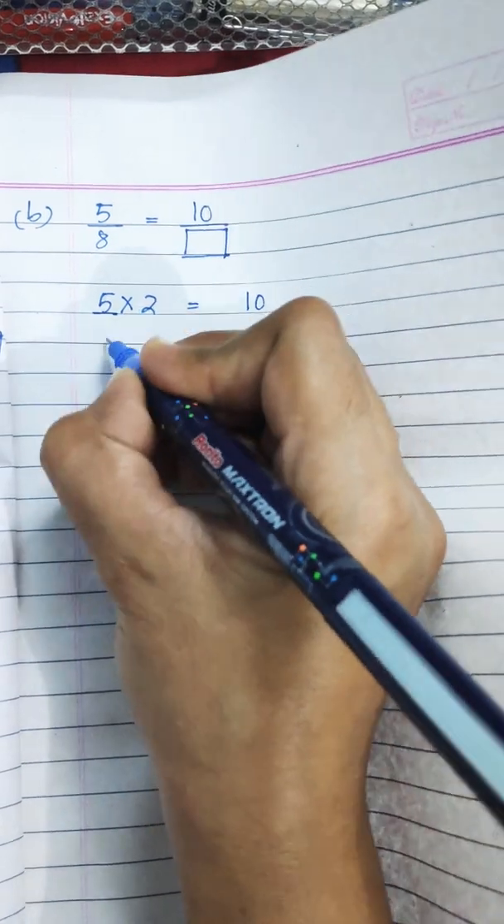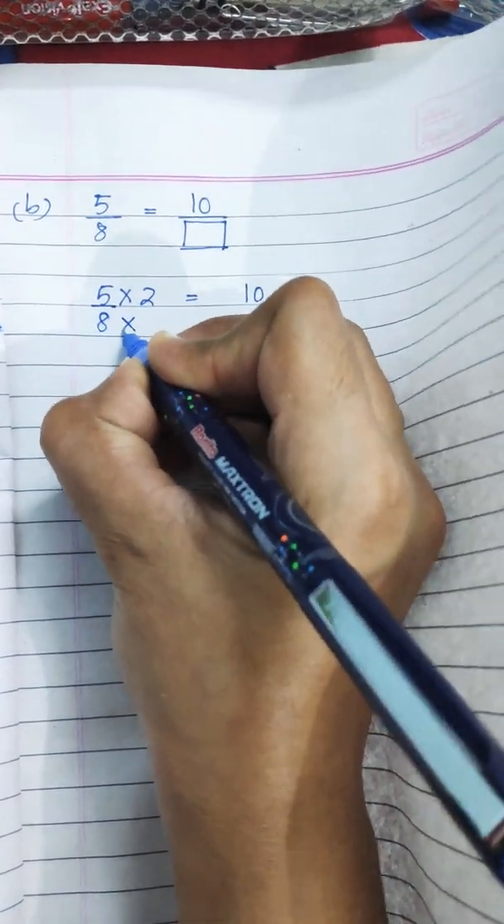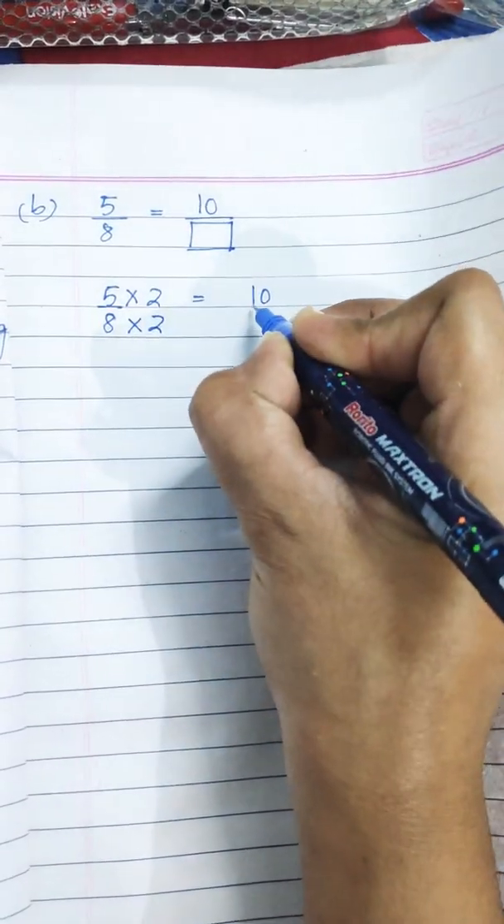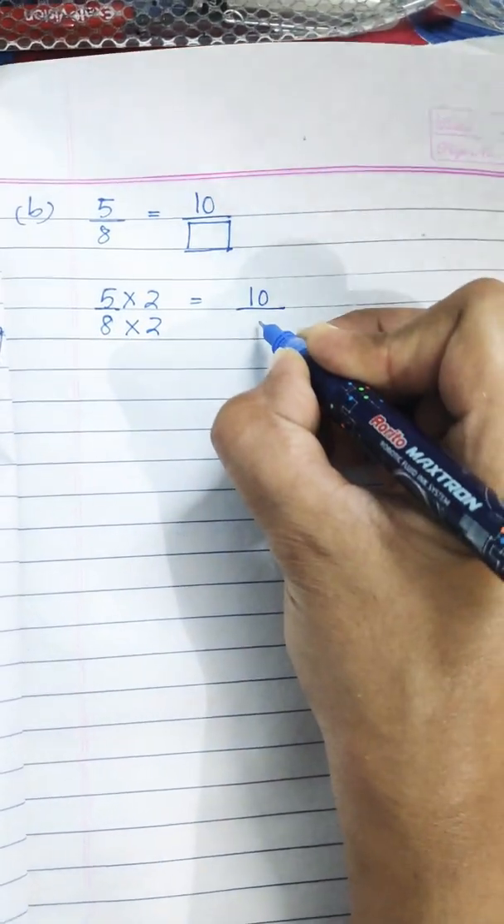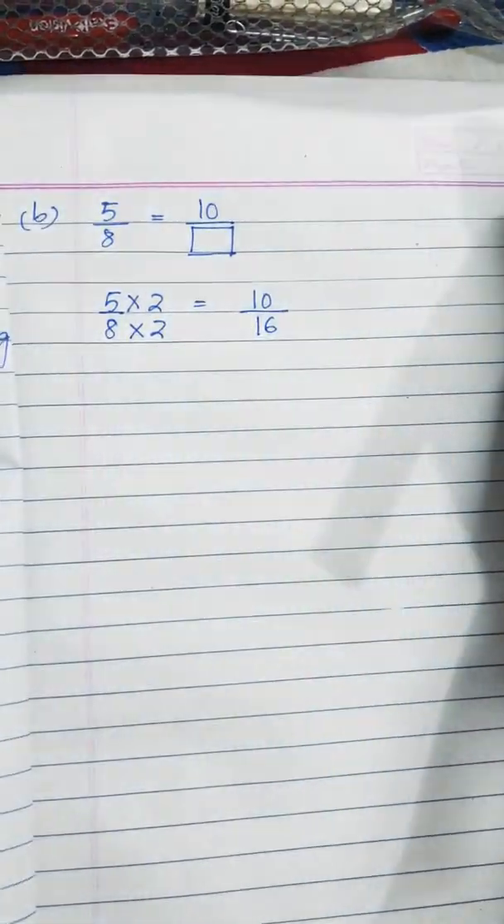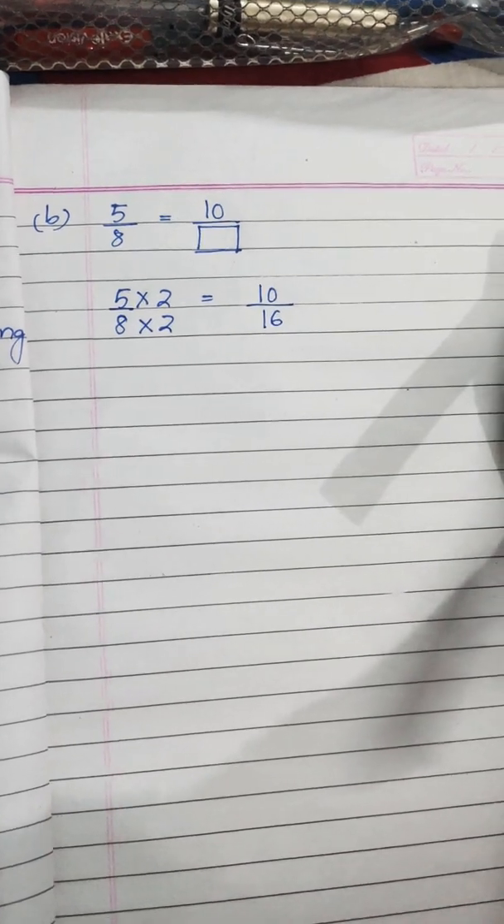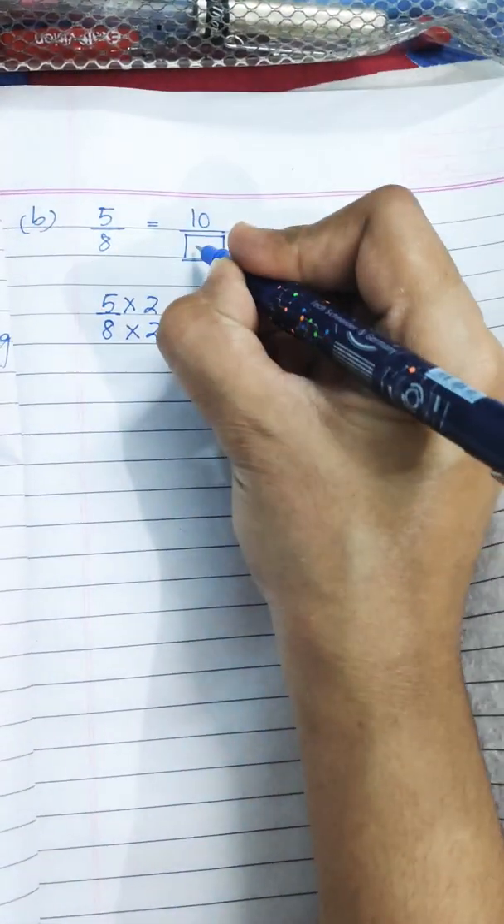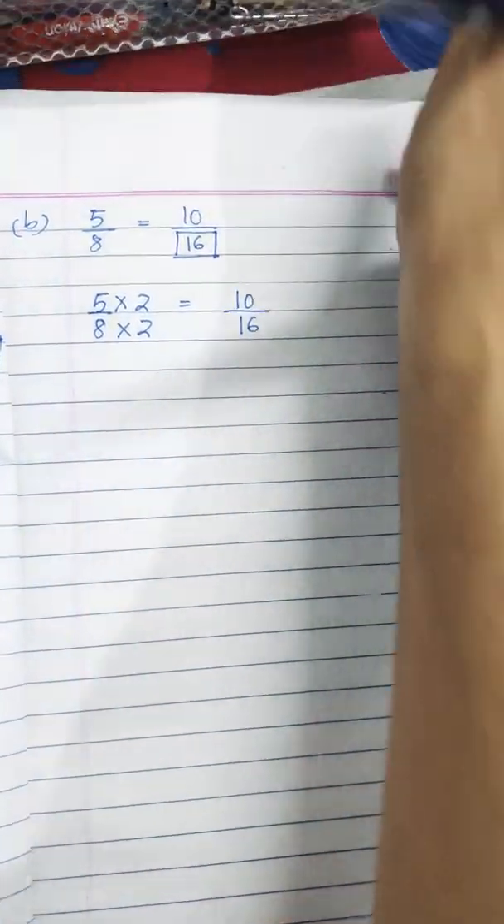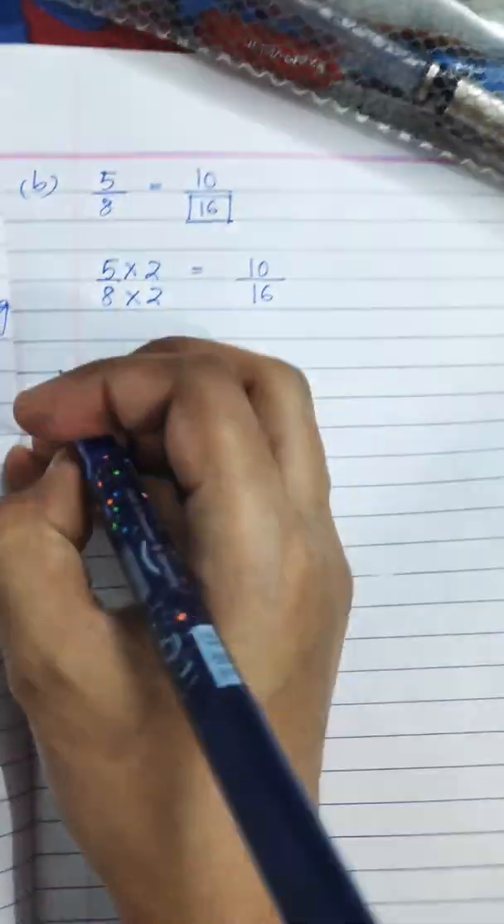Since I have multiplied the numerator with 2, I will be multiplying the same number in the denominator. So 8 will also be multiplied with 2. 8 multiplied by 2 will be 16. So we have got the denominator as 16. Our answer will be 10 upon 16. You can write 16 over here in the given box. Let us come to the C part.